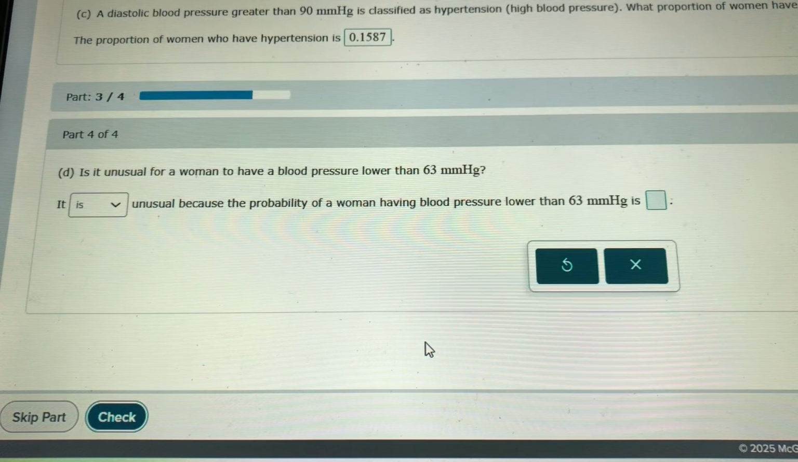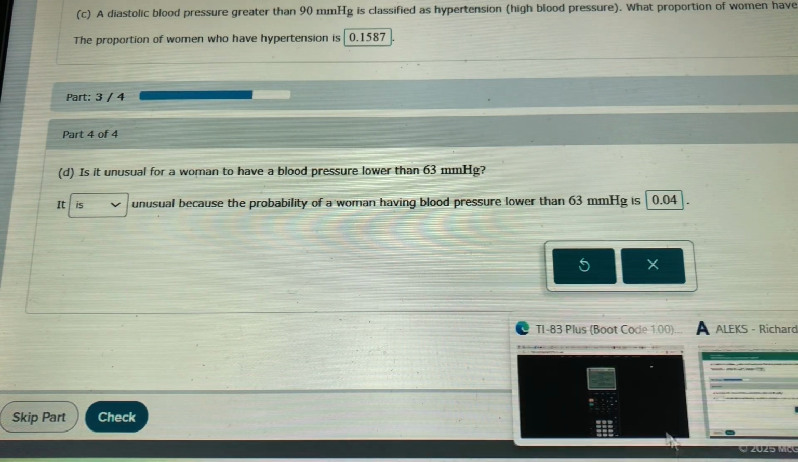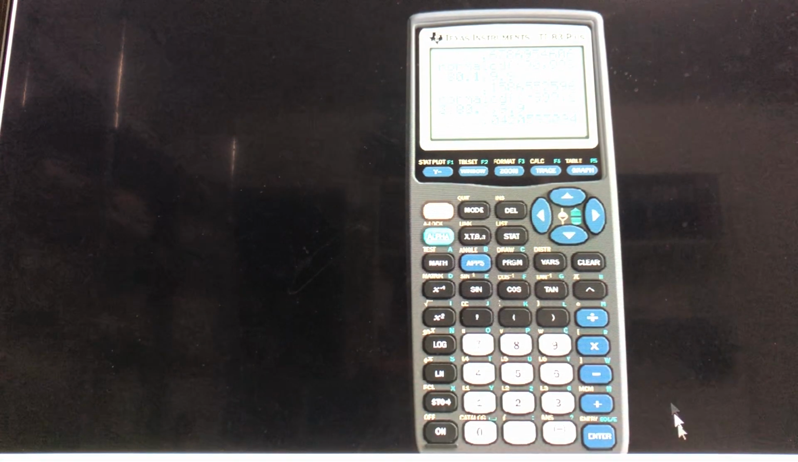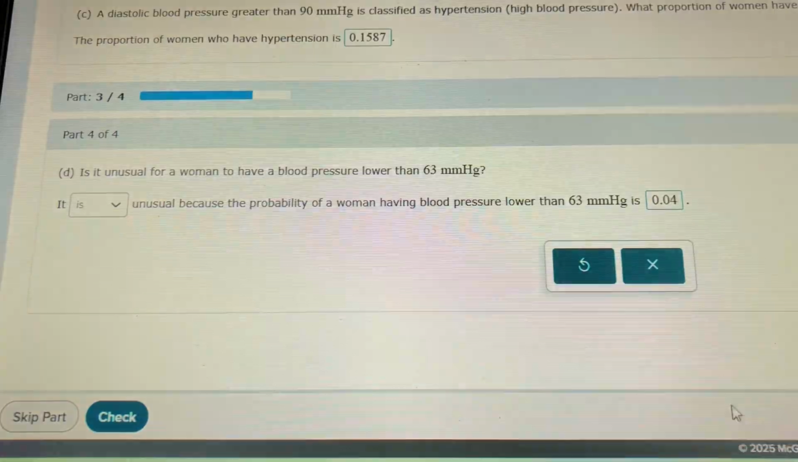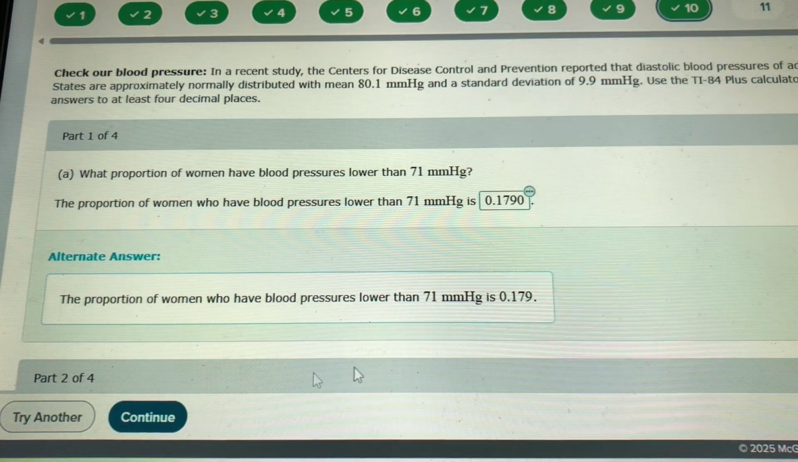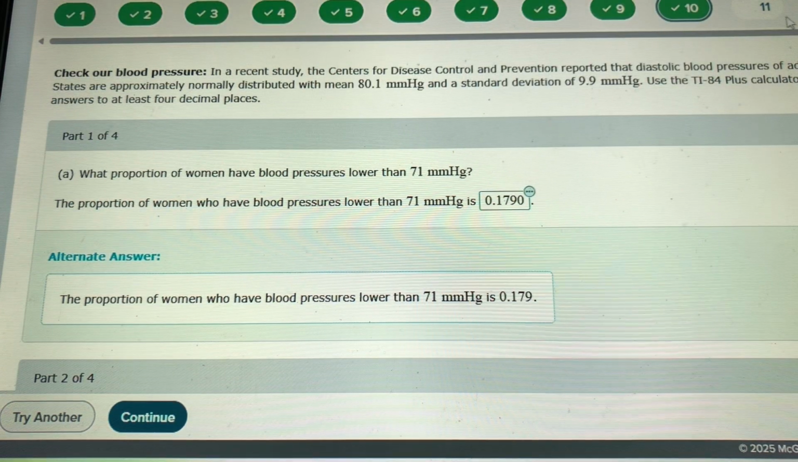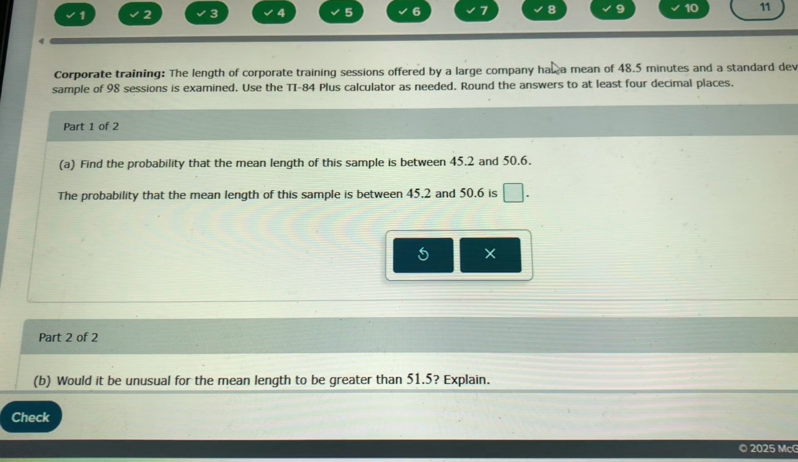Whoops, I didn't fill all the boxes in. Oh yeah, here. It's unusual. I didn't think they wanted the answer, but they do. It's unusual because the probability is 0.0421. See, they want you to show that you're not just guessing that, yeah, I got an answer that's lower than 5%. That's when it's considered unusual. We're going to do this more in chapter 8 and 9, you'll see more about something being unusual. They're kind of preluding it right now.